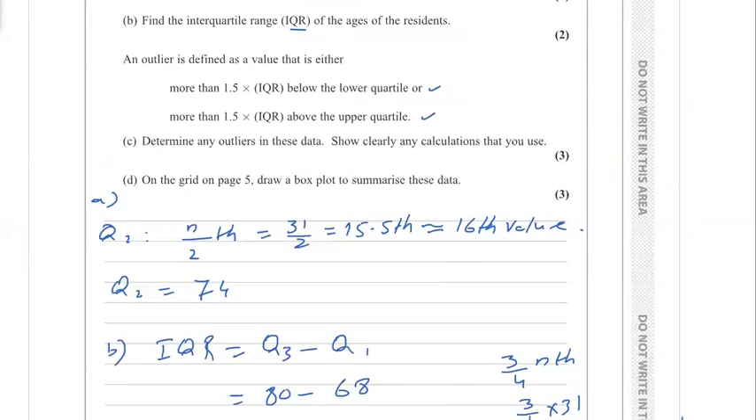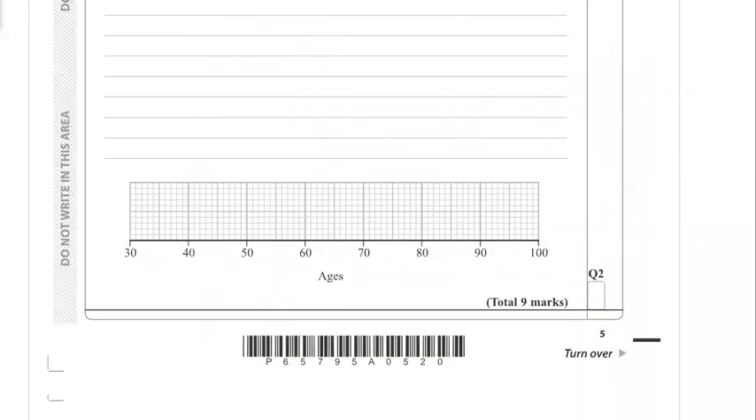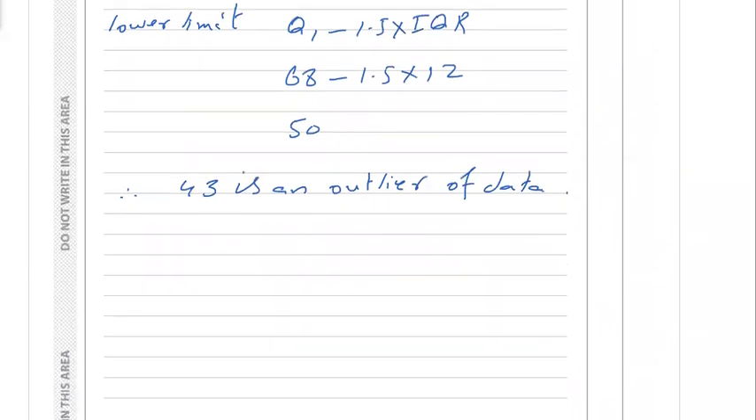Now the next part: on the grids on page 5, draw a box plot to summarize these data. Now we have to draw the box plot. To draw the box plot, this grid is given here. What we need for the box plot is always the lowest value, the least value other than an outlier. First of all, I will draw the outlier. We have an outlier, 43.